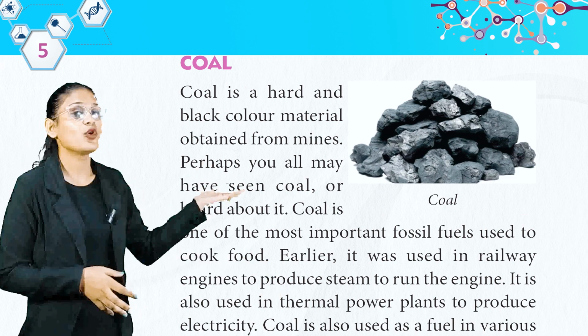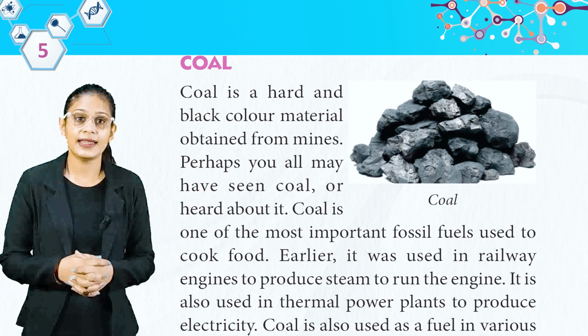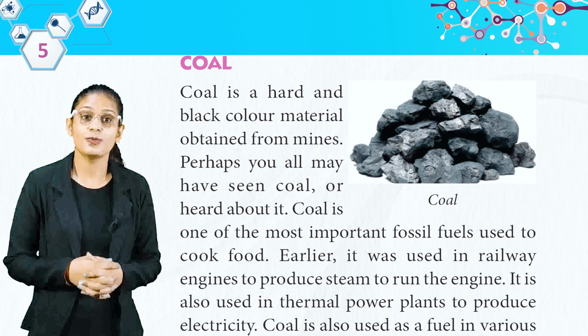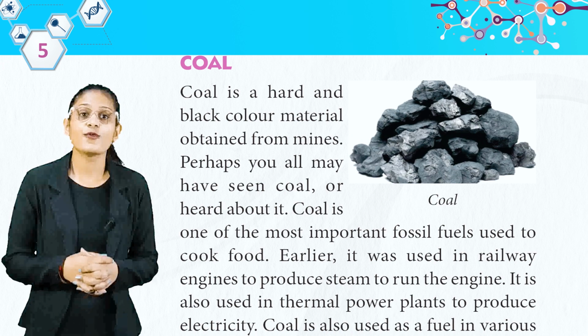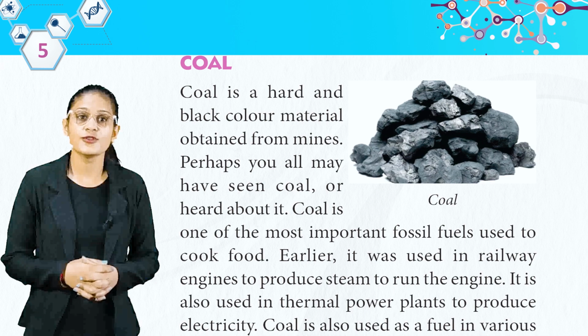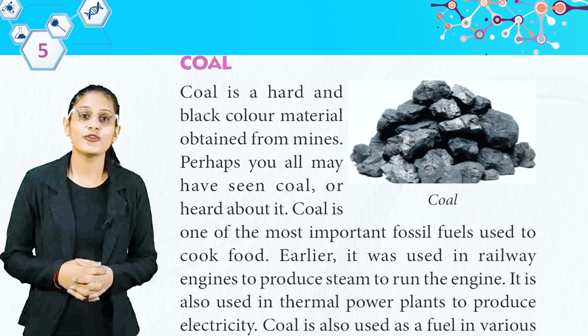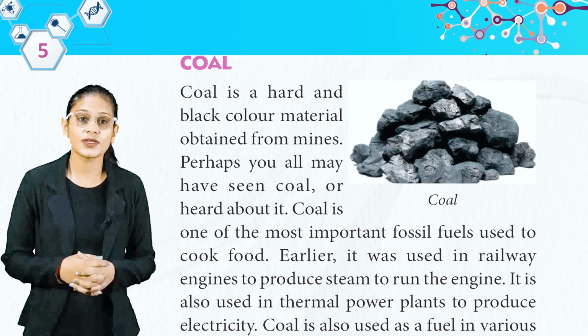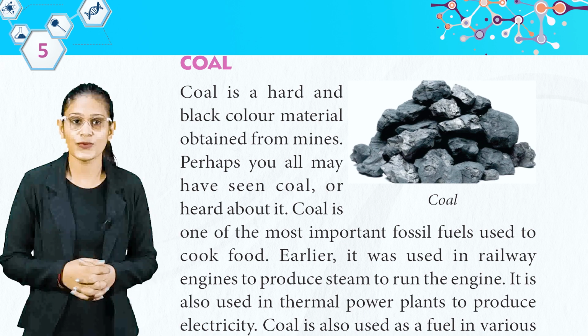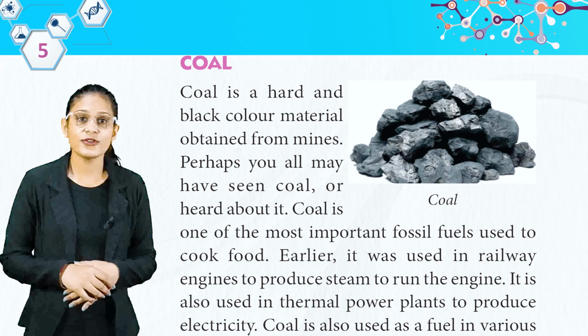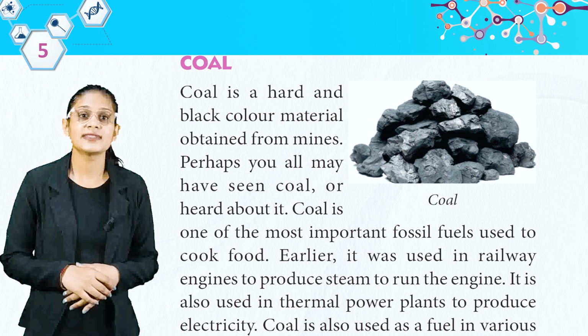The first we have coal. Coal is hard and black colored material obtained from mines. Perhaps you all may have seen coal or heard about it. Coal is one of the most important fossil fuels used to cook food. Earlier, it was used in railway engines to produce steam to run the engine. It is also used in thermal power plants to produce electricity. Coal is also used as a fuel in various industries in India.